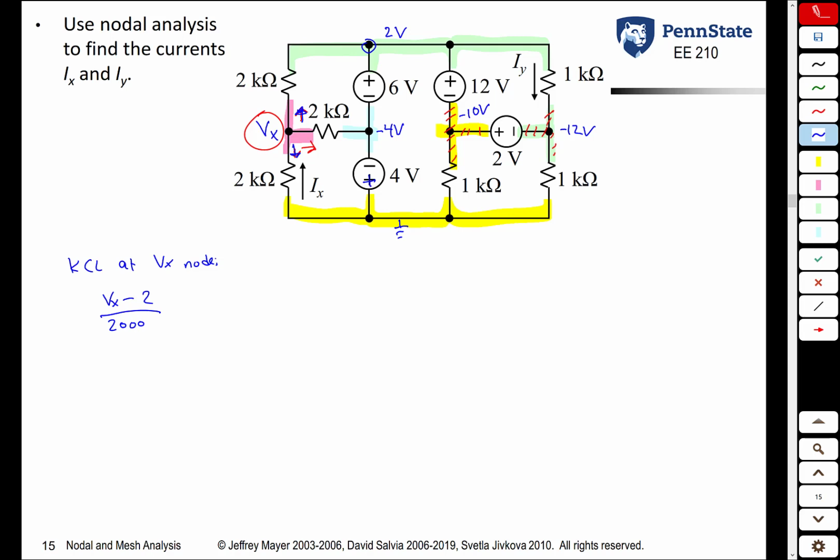Current going in this direction, current going down, is what? It's Vx minus 0, because the other end is ground, over 2000 ohms.